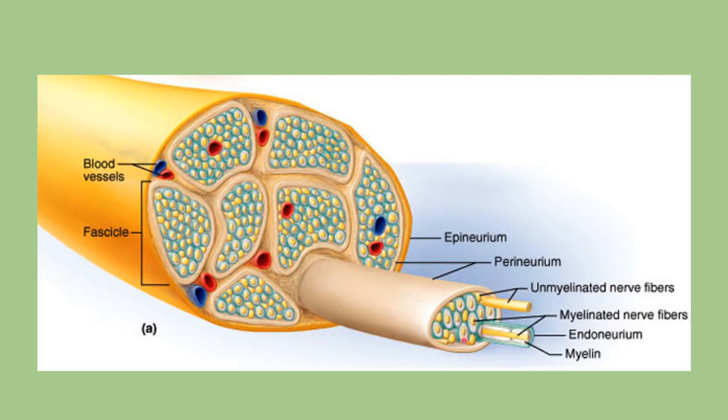This bundle that's wrapped by the perineurium is referred to as a fascicle. You put all of these fascicles together, and then that's going to be wrapped by this darker yellow color, which is the epineurium, the outermost. So endo's always innermost, peri's middle, and epi's going to be the outermost. This is very similar to what you saw with the muscles and the way the muscle fibers are wrapped as well.